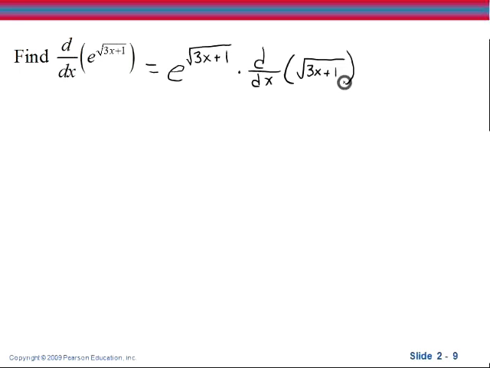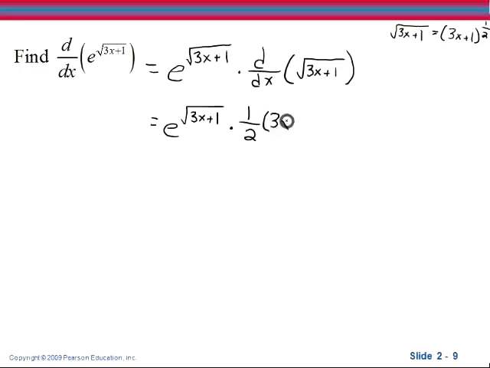Now as we think about 3x plus 1, we should think of that square root of 3x plus 1 as 3x plus 1 to the 1/2 power. Remember when we deal with square roots, we treat those as a power rule. So we will have e to the square root 3x plus 1 times, and when we take the derivative of 3x plus 1 to the 1/2, we make 1/2 a coefficient, subtract 1 from the exponent, 3x plus 1 to the negative 1/2. But now since we had an outside function and an inside function, we're going to apply the chain rule again and take the derivative with respect to x of 3x plus 1.